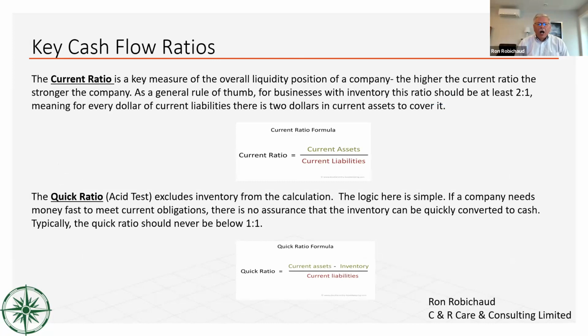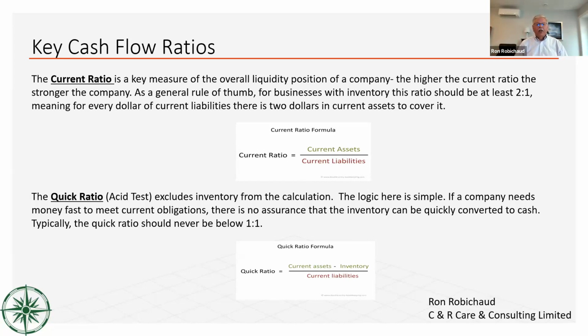So a business with inventory, that ratio should never be less than 2 to 1, meaning that for every dollar of current liability that I owe, I have at least $2 of current assets to cover it. That would be the minimum, okay? So this is what we're looking for. This is why it's so important that we understand what current assets are and what current liabilities are, and making sure that things are in the proper category.